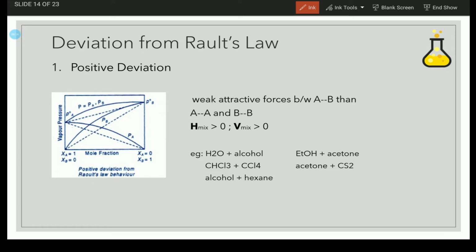It so happens when the attractive forces between the molecules of liquid A and liquid B are weaker than the forces of attraction between the molecules of A and the molecules of B independently. The change in enthalpy and the change in volume of the mixture are greater than 0, and hence positive deviation. The examples given below are quite important to remember.